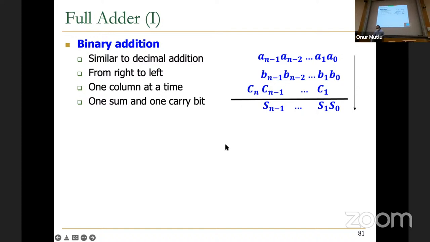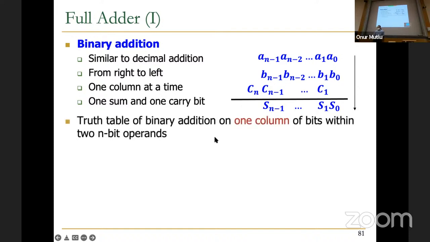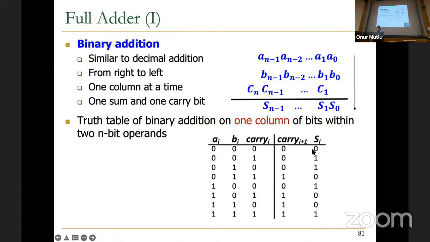to n. So basically you can express one of these one-bit additions, A1, B1, C1, or A0, B0, C0, for example, on one column of bits within two n-bit operands. So in this case, we're looking at one bit. This is the truth table of one column over here. A1, B1, and carry are the inputs, and carry out and sum are the outputs. So it's a three-input, two-output function, as you can see.